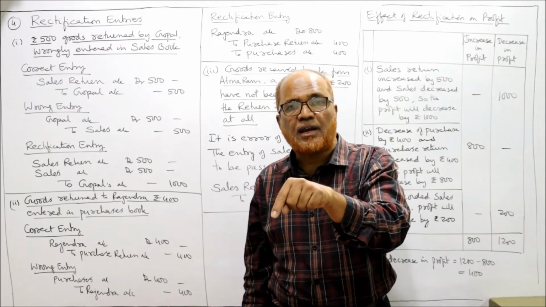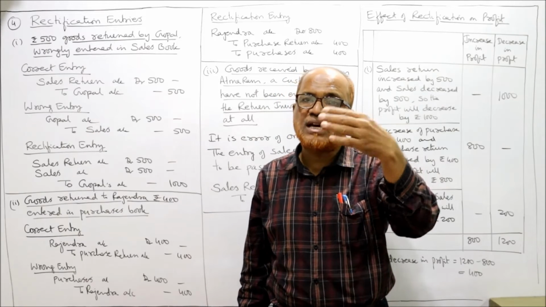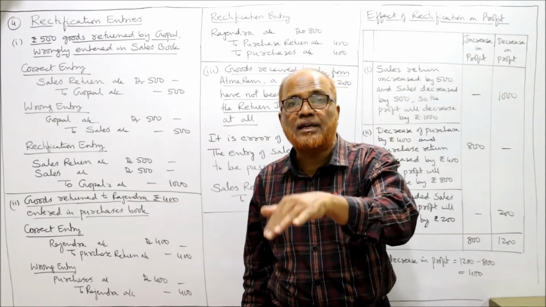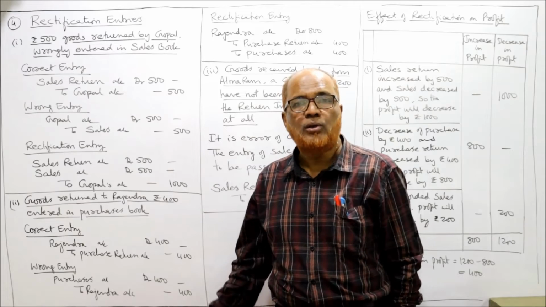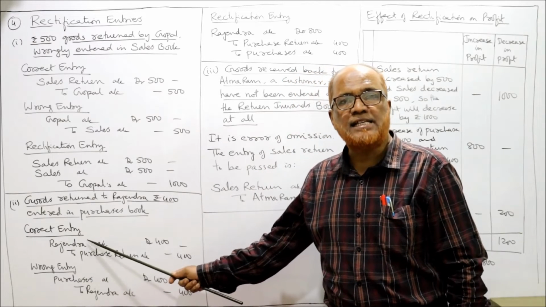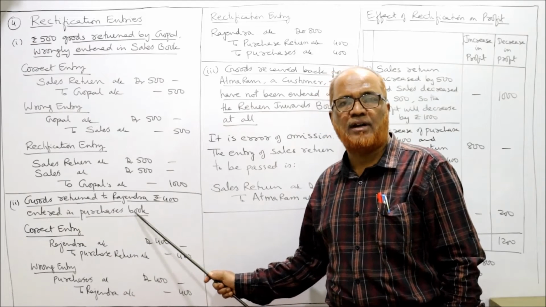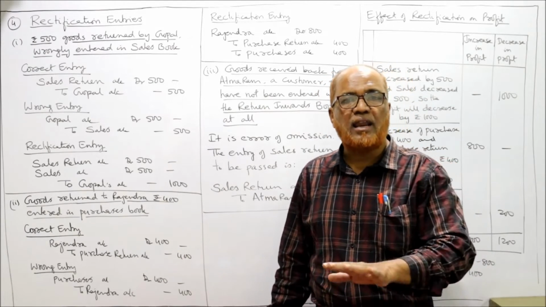We have not credited Gopal 500. This is the first mistake. Second mistake, by mistake we have debited Gopal account 500. Now we have to credit Gopal account by 1000, 500 plus 500. So the rectifying entry will be sales return account debtor 500, sales account debtor 500 to Gopal account 1000. In this way the error will be rectified.